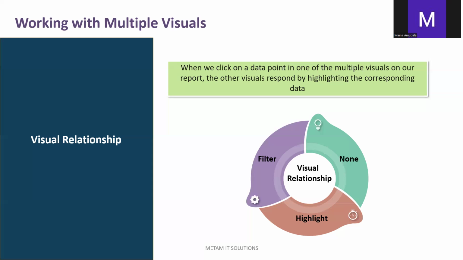For example, I'm clicking on employee one. Every visual highlights that employee's corresponding data, so we can easily analyze that person. These are the visual relationships.